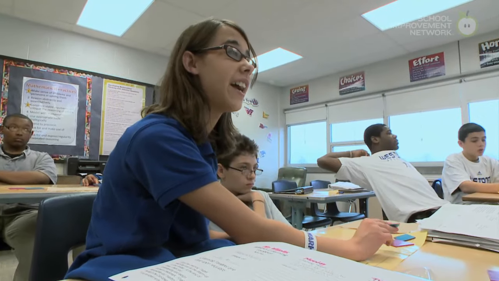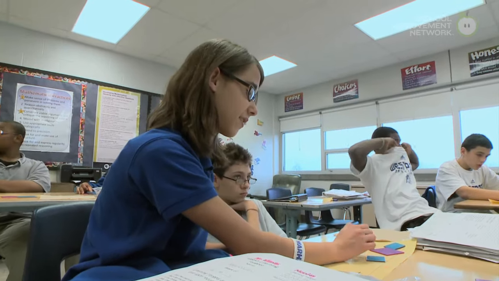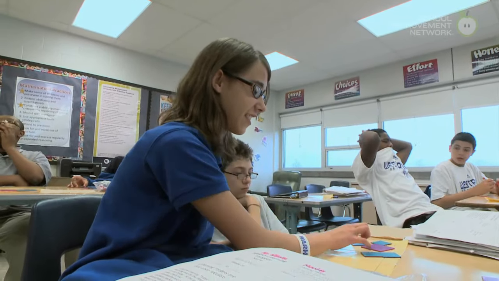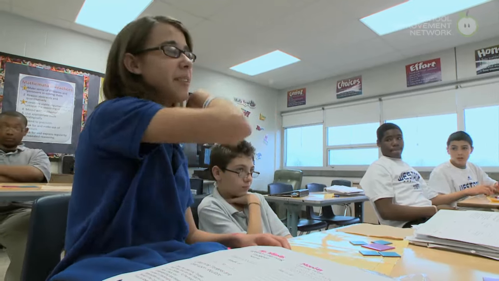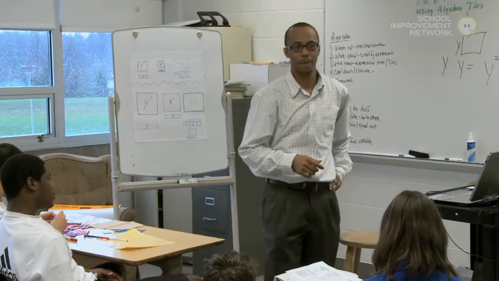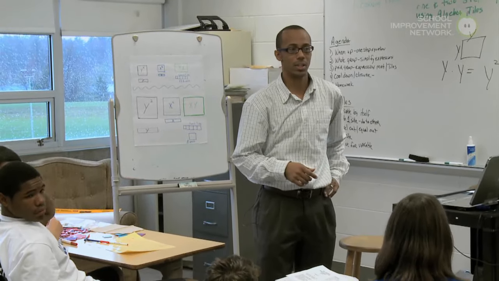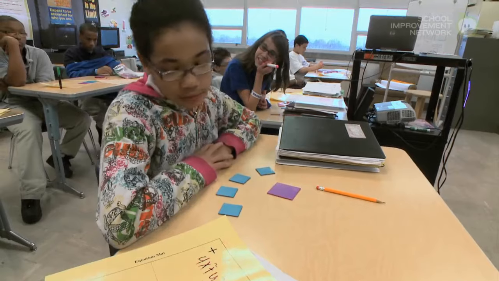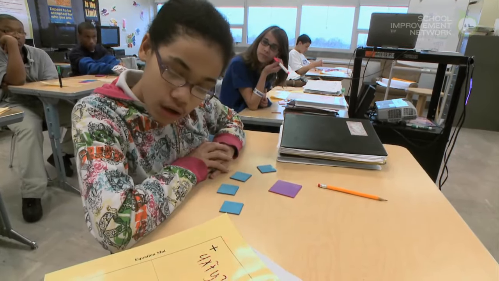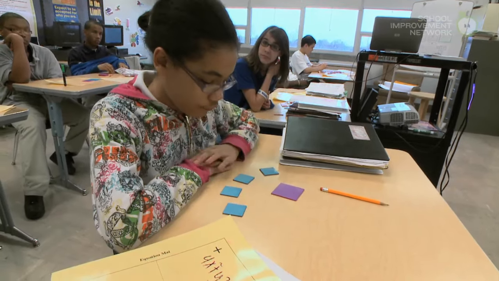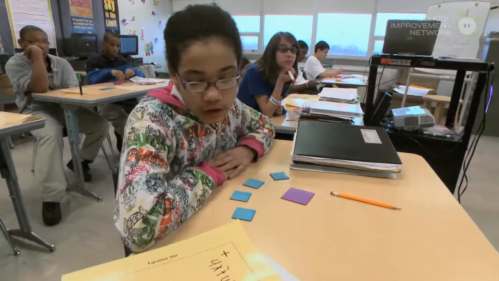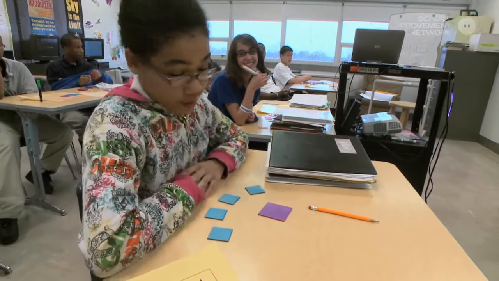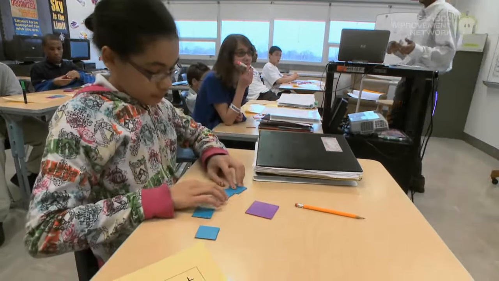So 2x and another 2x. No, wait, 1x and 1x is 2x. And then 3x. I don't think that's right. That's not how she explained it. Okay, all right. Somebody help her out. How about Kiana? 4x. I mean, 4. How many x's do you have? Squares. 4. So 4x squared. Okay, so she said 4x squared plus y squared.